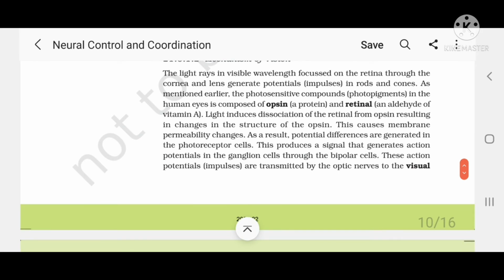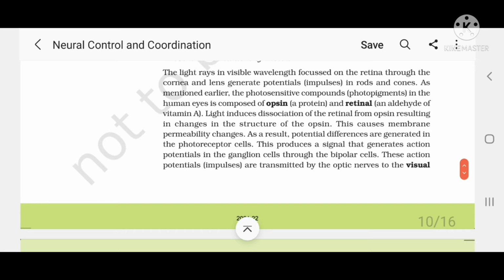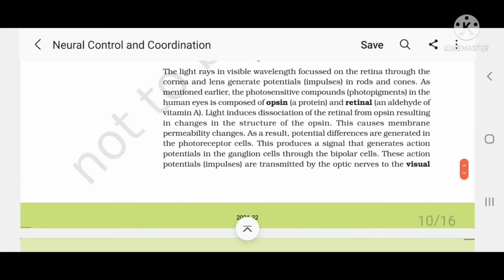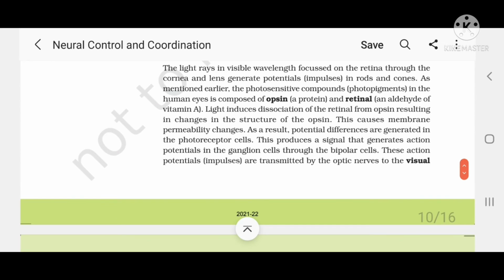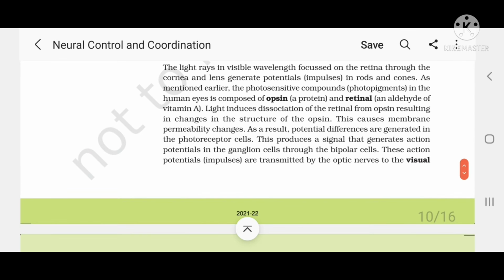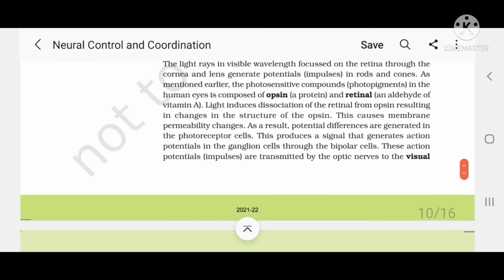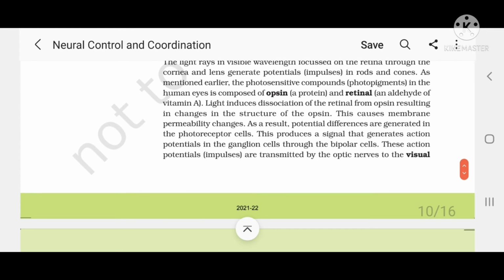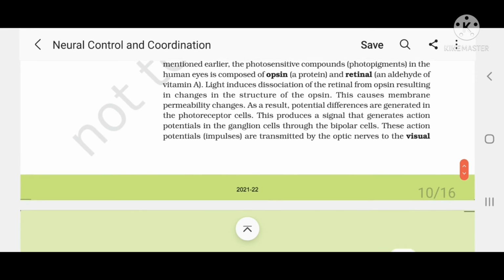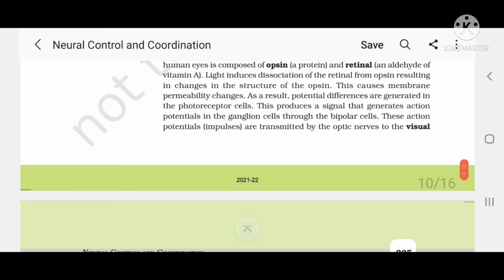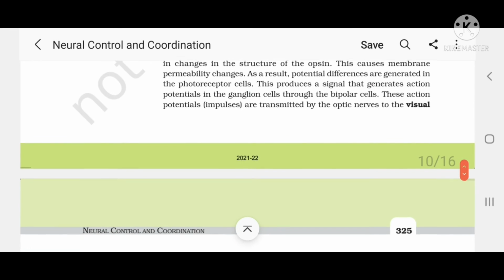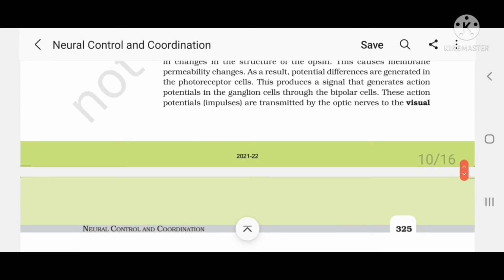21.6.1.2 Mechanism of vision. The light rays in visible wavelength focused on the retina through the cornea and lens generate potentials impulses in rods and cones. As mentioned earlier, the photosensitive compounds photopigments in the human eyes are composed of opsin, a protein, and retinal, an aldehyde of vitamin A. Light induces dissociation of the retinal from opsin, resulting in changes in the structure of the opsin. This causes membrane permeability changes.